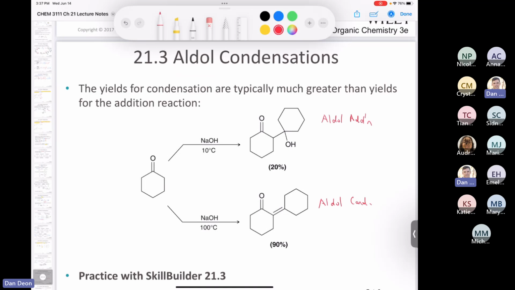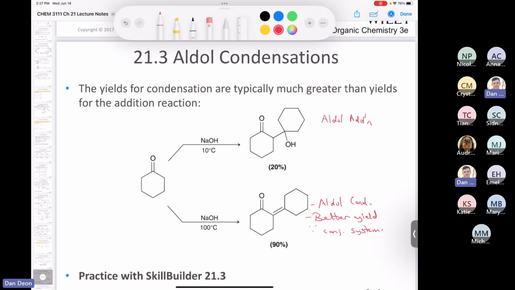And again, the reason you get better yield is because you form a conjugated system. So better yield since this is a conjugated system. That's really the reason why we end up getting a better yield here.